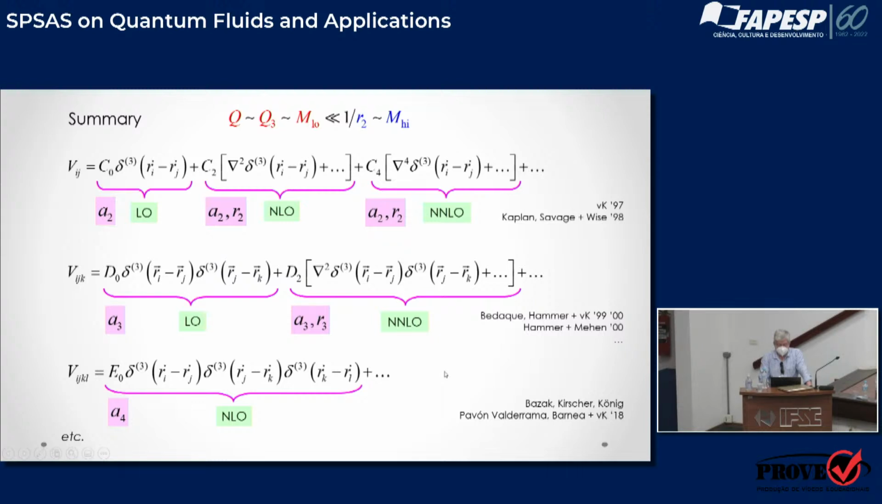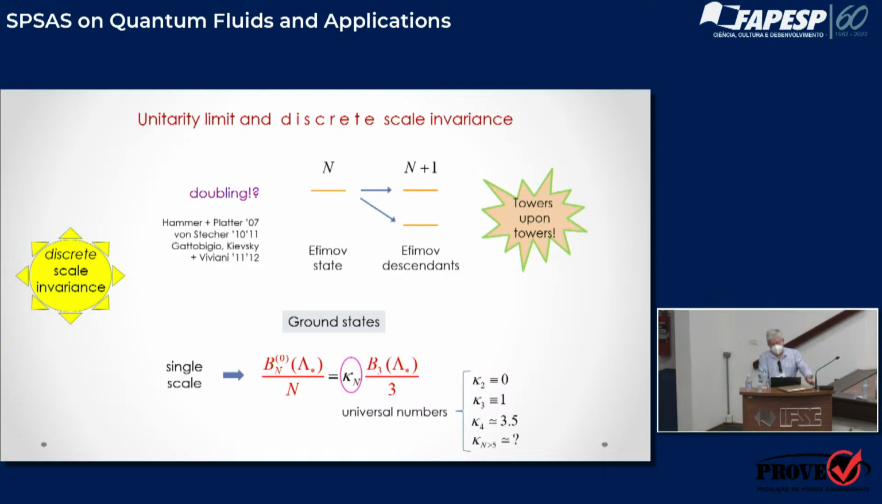So let's go beyond n equals six. What are the effects of discrete scale invariance? Well, it has been found that this doubling of each state into two once you add another body continues for a while. And there are indications that then you can have more than just a doubling of the states. But with these towers, you're still retaining discrete scale invariance because you still have a geometric relation between different states.